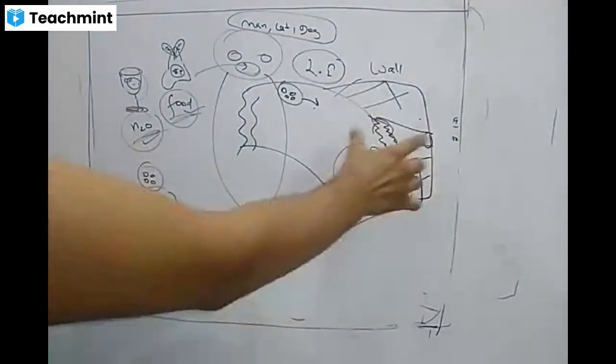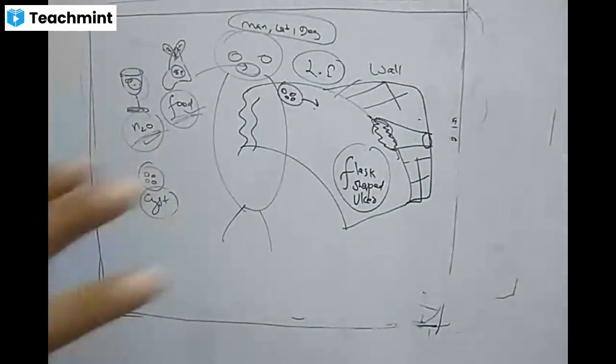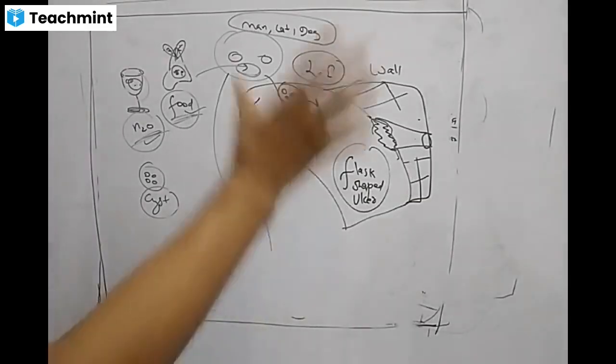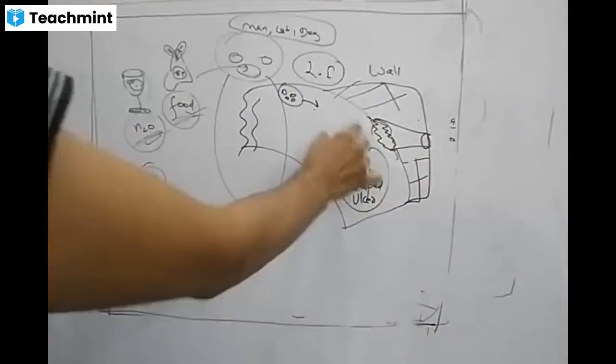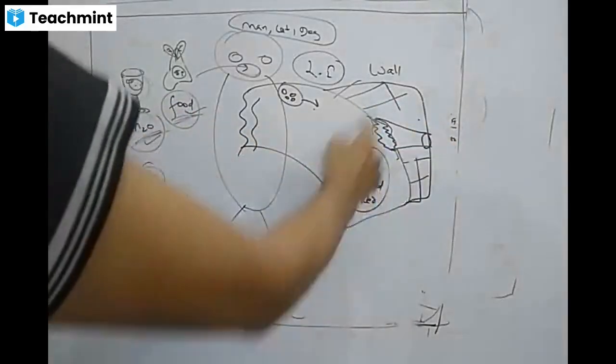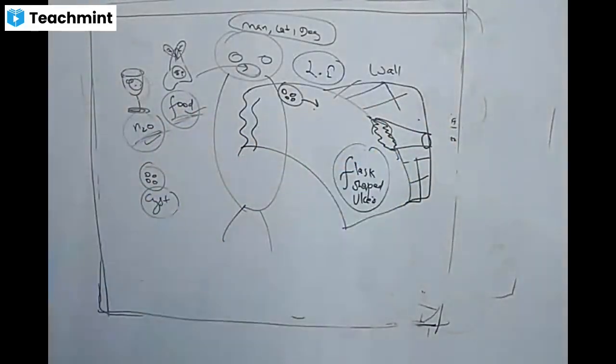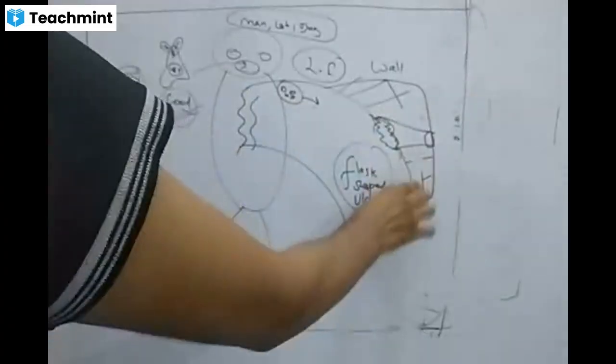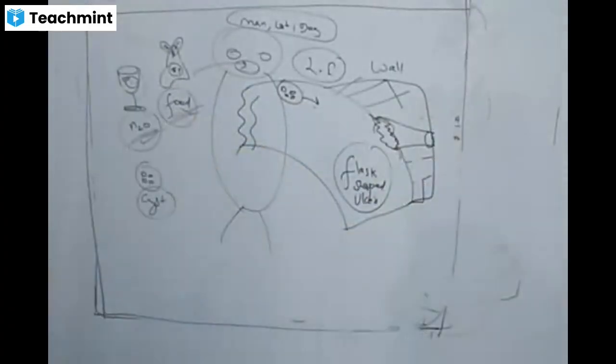Flask-shaped ulcers are associated with which protozoa? Entamoeba histolytica. Next time, if they ask you which form of Entamoeba histolytica this flask-shaped ulcer is associated with, there are two forms, cyst and trophozoite. This is mainly associated with the trophozoite. So they eat the wall and they form these multiple flask-shaped ulcers. So this is the first.